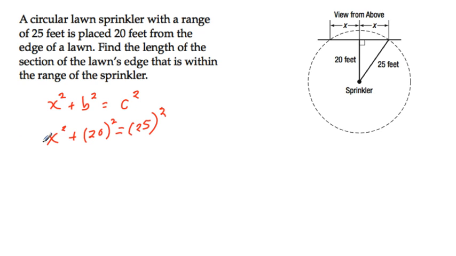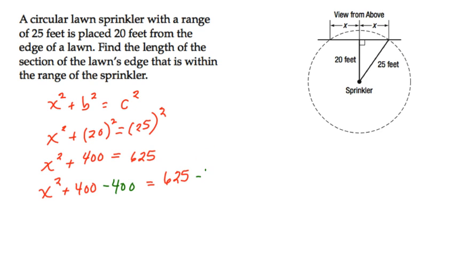So let's take a look at what we get. So x squared plus 20 squared is 400 is equal to 25 squared. And what is 25 squared? Well, that one is 625. Well, how do we solve this? What's happening to x squared? Well, x squared has 400 added to it. So we're going to need to subtract 400 from it. And whatever we do to one side of an equation, we must do to the other. So I'm going to subtract 400 from both sides.